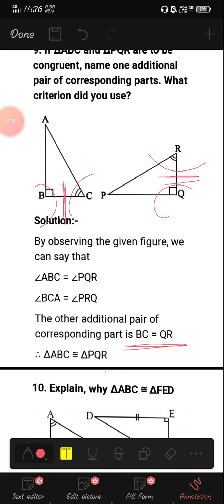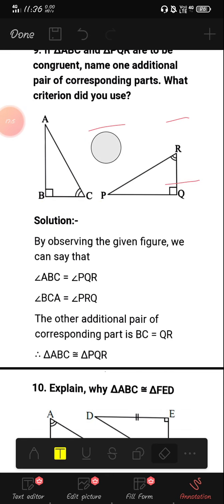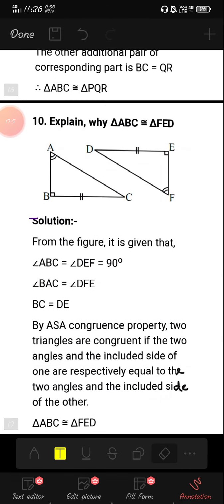We can see that one angle is 90 degrees and angle R and C are equal. So the included side in this is BC and in this the included side is RQ. So according to the angle side angle property, we can see that triangle ABC is congruent to triangle PQR. And the last question, 10th, is explain why ABC is congruent to triangle FED.